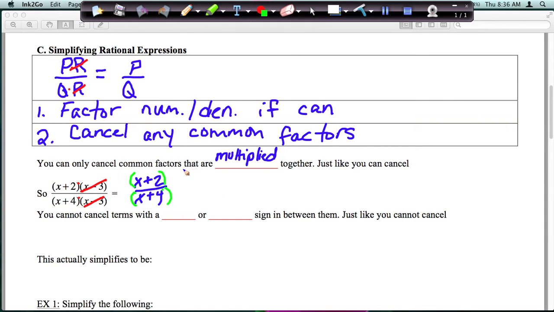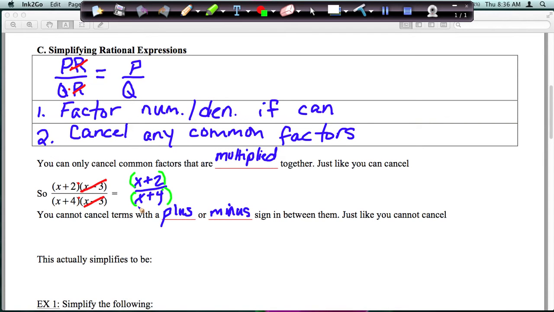Okay, so you cannot cancel terms with a plus or minus sign in between them. Only if you cancel the whole thing with something else, but you can't just cancel these x's.